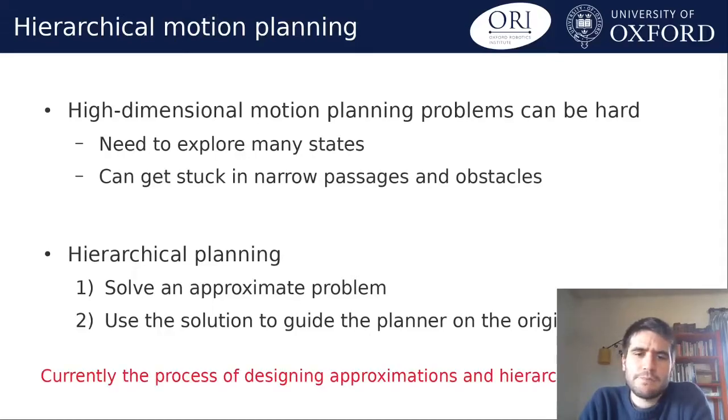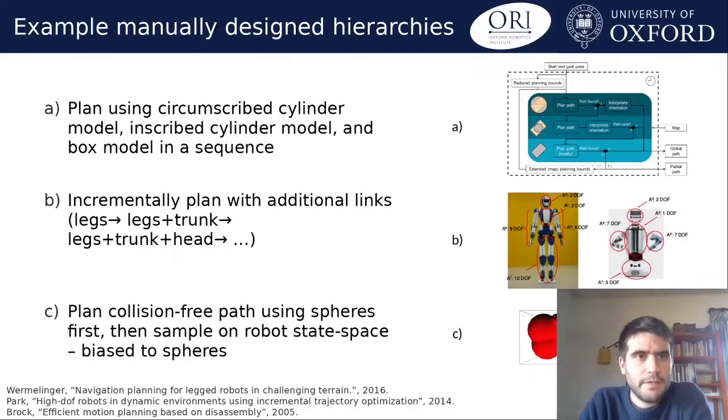Of course, currently the process of designing these approximations and these hierarchies is manual, and this is the thing we're going to try and address in this paper. Here are some examples of manually designed hierarchies. They can get very specialized. For example, for a legged robot such as a quadruped, some people suggest that you should use first a circumscribed cylinder model of the robot, and then an inscribed cylinder model of the robot if the first model fails, and then you use a full box model of the robot.